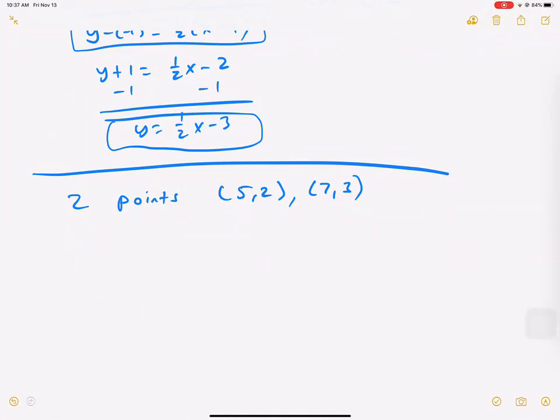Do we have a formula that just has 2 points? We have slope-intercept. We have point-slope. And yes, there is a 2-point form. And if you look it up on Google or in your book, there is a 2-point form. But we're not going to do that. We're going to instead slightly cheat this problem.